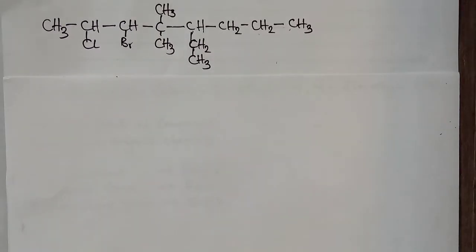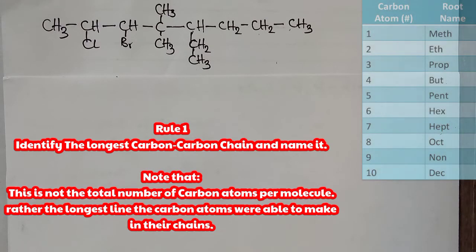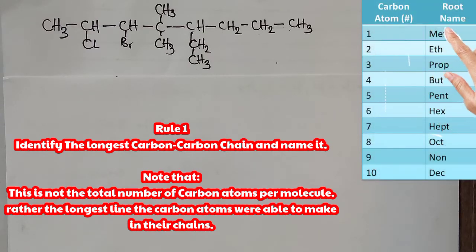The first rule I'm giving you is to identify the longest carbon-carbon chain. Let me tell you, if the longest carbon-carbon chain number is 1, we say it is meth. If it is 2, we say it is eth. If it is 3, prop. 4, but. 5, pent. 6, hex. 7 is hept. 8 is oct. 9 is non. 10 is dec. 11 is undec. And 12 is dodec. We have 13 to be tridec, 14 to be tetradec, and so on. And if you can just get up between 1 and 12, I believe you are good to go.